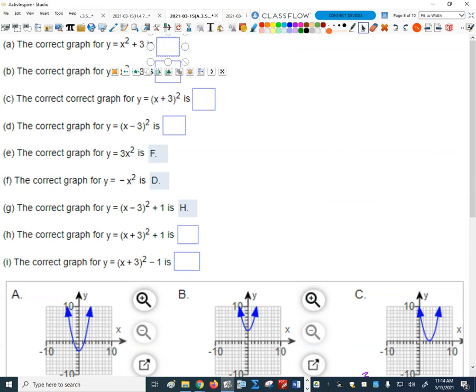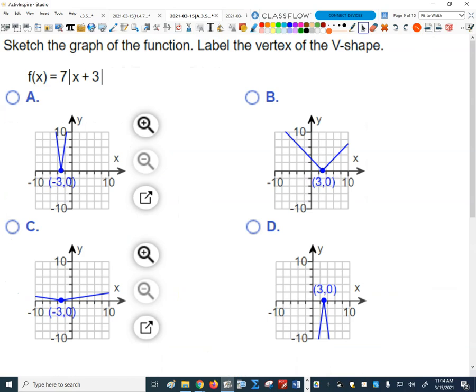Okay, and I'll open all these up for you. So on the notes, if you want to check yourself on the rest of these, you can too. Okay, moving on. How about one like that? Which one of those is right?